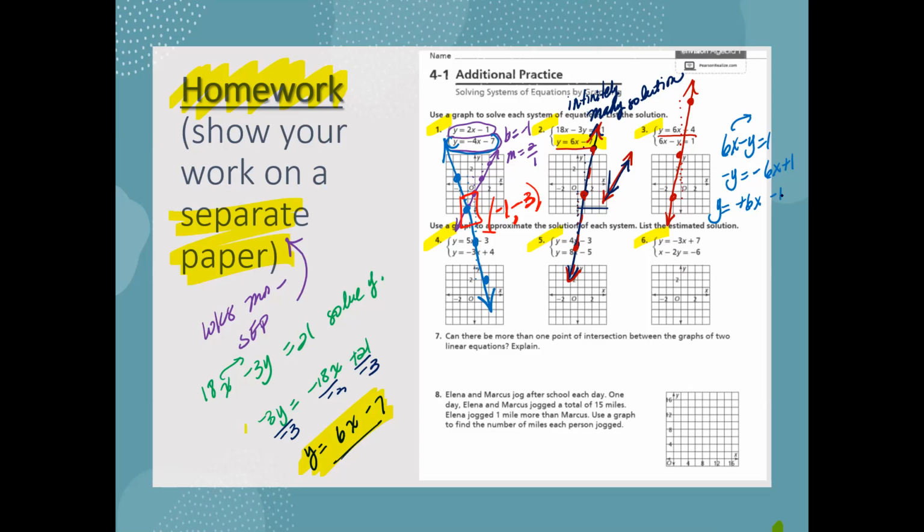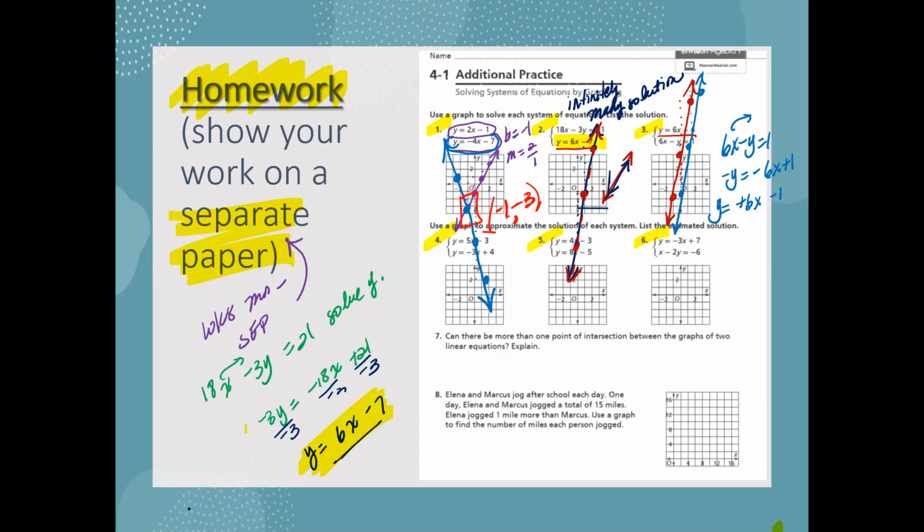So let's graph that. At -1, be right here. Well, up 6, 1, 2, 3, 4, 5, 6 over 1. And then I'm going to go up 1, 2, 3, 4, 5, 6 over 1. And then here is my second line.